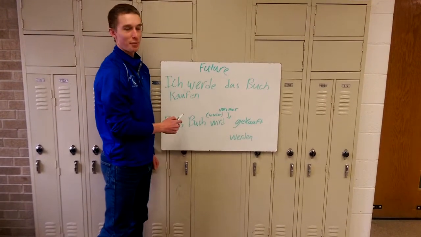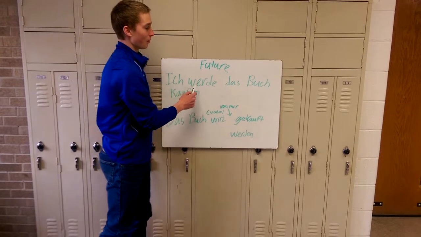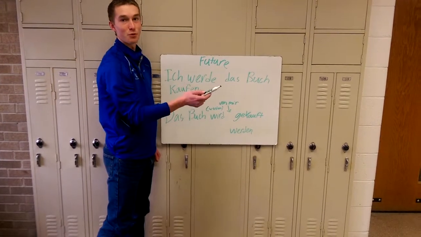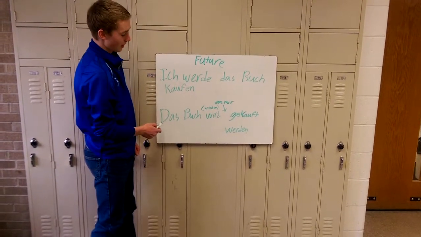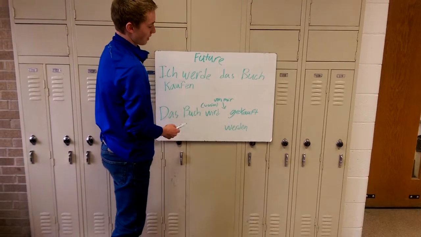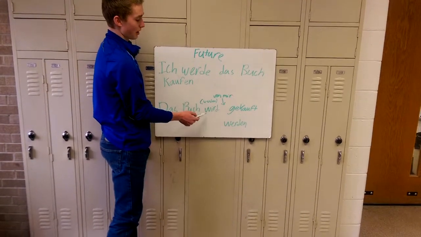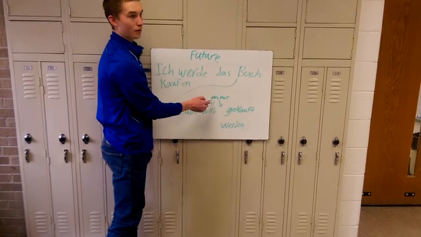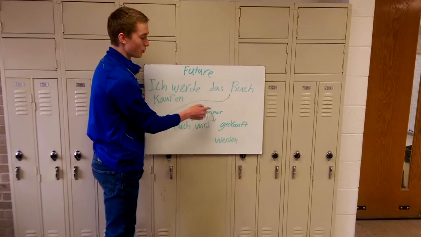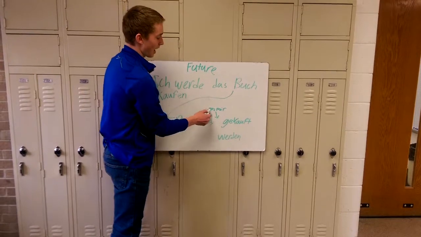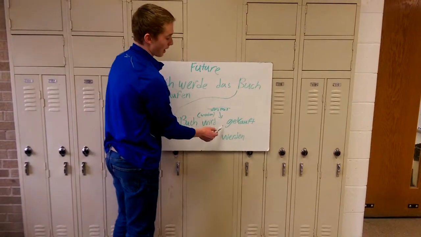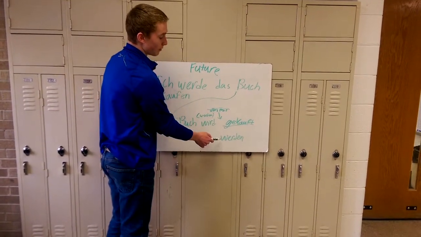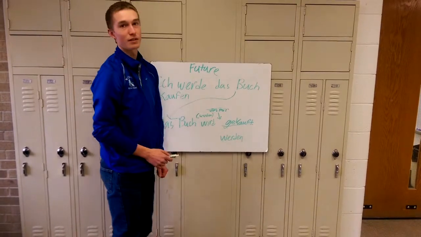So here's future tense passive. So here's the active sentence. I will buy the book in the future. So to turn this into passive, the book will be bought. So you use your conjugation of werden with das Buch becoming the subject of the sentence, and you can use the von clause to add your subject into the sentence, but it does not have to be in the sentence. And so you have your past participle and werden at the end to signify that it is in the future tense.